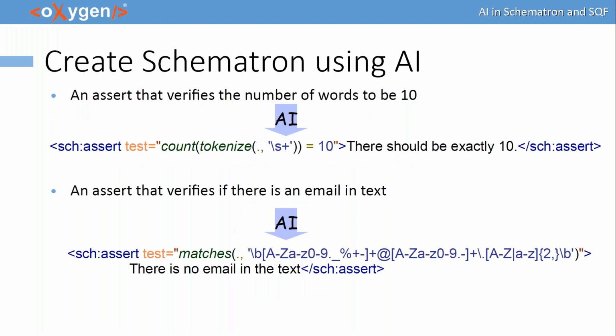So generating Schematron using AI. So let's say you want to create an assert that verifies the number of words to be 10. You can do this very easily. So if you know Schematron, you can say, okay, I use the count function tokenize. But someone that doesn't know how to use it, or if you want to do it faster, you can use AI very easily here. Another example would be to create an assert that verifies if the text matches, it's in fact an email. For this, it's hard to write a regular expression, so you can ask the AI to do it, and it's very good on regular expressions from what I tested.